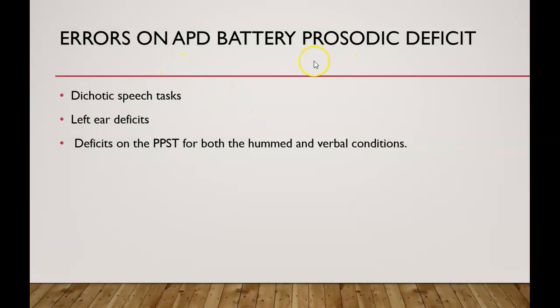The errors on the APD battery for the prosodic deficit include dichotic speech tasks. So anything that requires them to take different information from both ears, they're going to struggle with, as well as individual left ear deficits. On the pitch pattern test, we see deficits because they can't hear the up and down, or the prosody, of high and low.